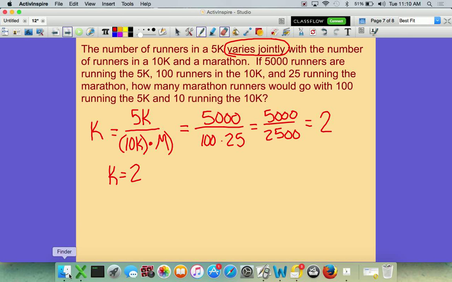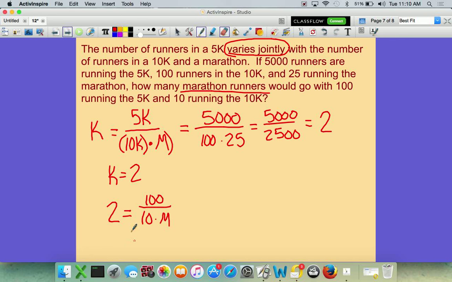Then we've got to use our bottom situation. We want to figure out how many marathon runners there are here. Using our same equation, our k is 2, equals how many 5K runners do we have? We have 100 over how many are running the 10K? We've got 10 here times m. There's our equation. We just have to solve for m now. I want to get rid of the fraction.